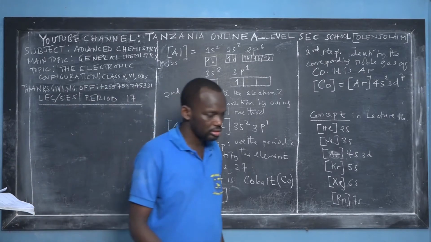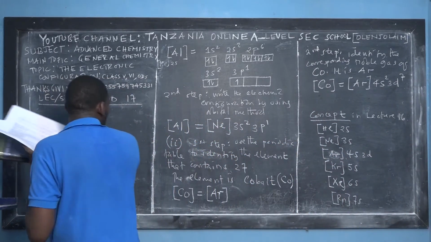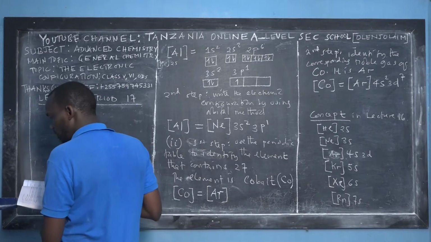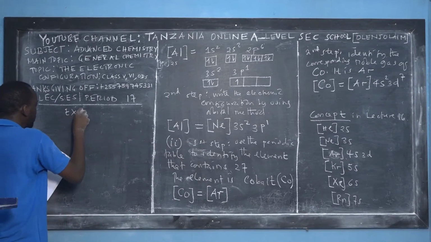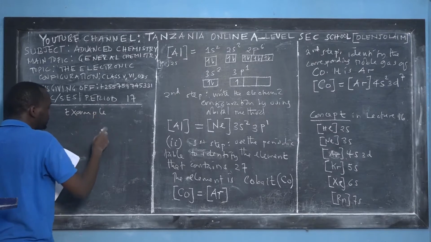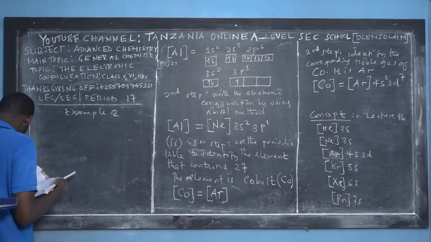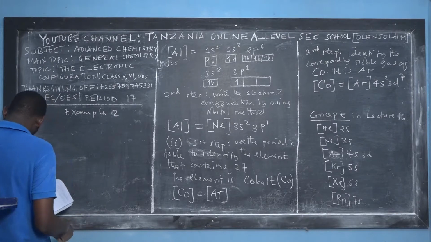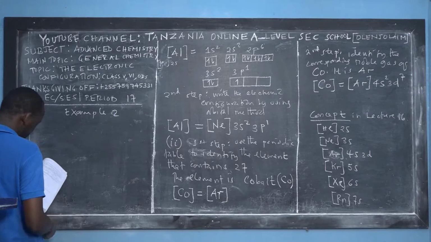Then I want to give you another example. You can call this example 1 for this case. And here I have example 2, or example 3, whatever the case, just to call it. So let us say example 2, because I don't remember exactly. Using the box method and arrows, draw the electron configuration of the following elements.